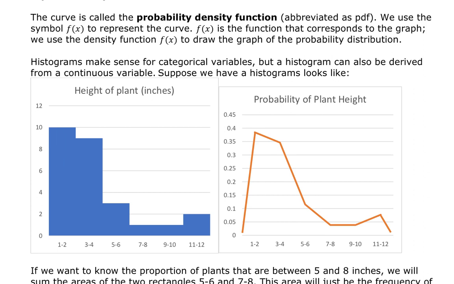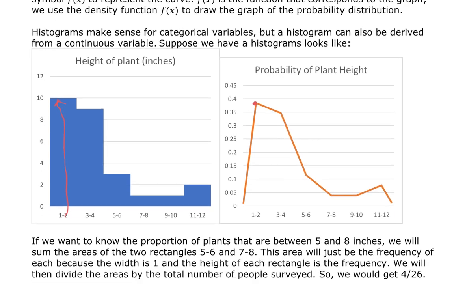Now, how is that related to the probability? If I take the 10 times that it happened and divide it by the total number of data pieces, I would get a probability. I would get that relative frequency. So if I take this 10, divided by however many data pieces I have, this would be that relative frequency, or in other words, the probability.